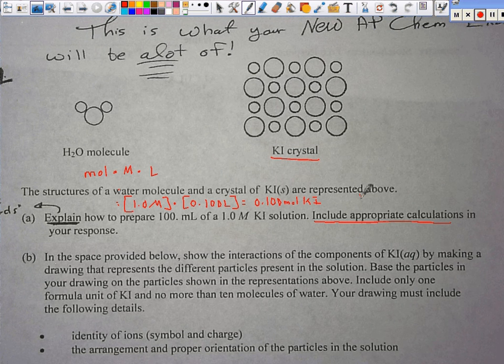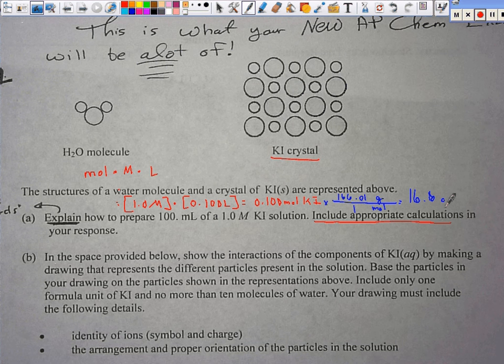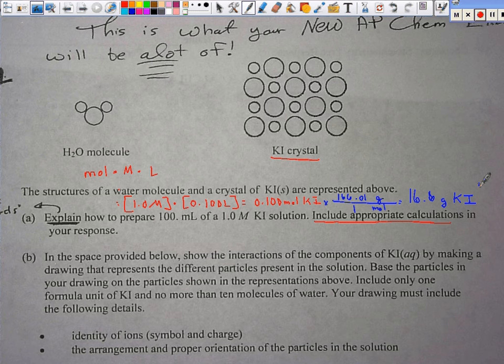So when I go from moles to grams, did anybody solve for the molar mass of KI? Very good. 166.01 grams. So that will have given you 16.6 grams of KI. That's what you need first. So 16.6 grams of potassium iodide solid.